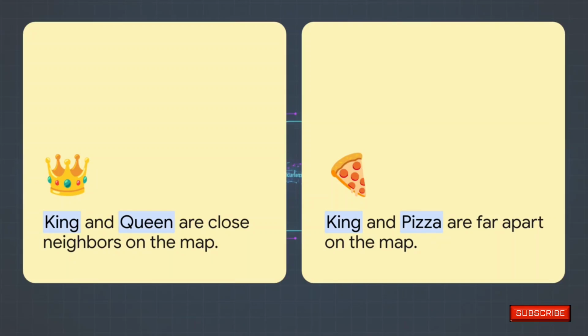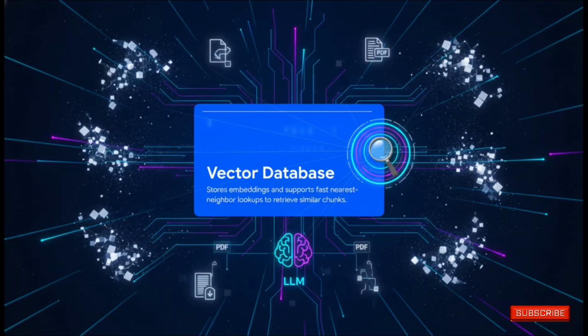So king and queen are close neighbors. They share very similar coordinate numbers. But king and pizza, they have completely different meanings, so they end up on completely opposite sides of this mathematical map. Now, once you have these thousands of coordinates, where do you actually put them?